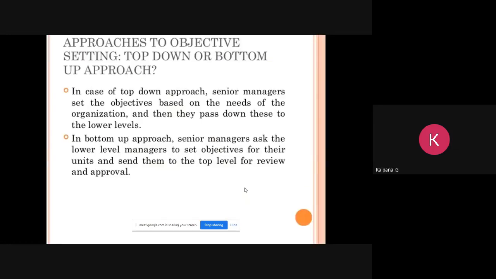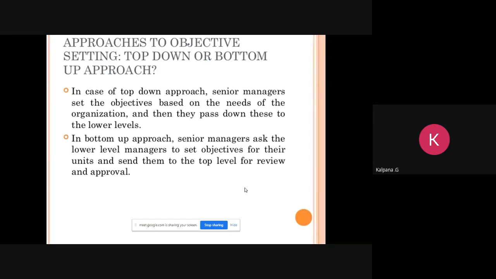Then the second approach is the bottom-up approach. Here the senior managers ask the lower level managers to set objectives for their units and send them to the top level for review and approval. In the bottom-up approach, it is like getting the opinion from the lower level managers, because they are the people who actually do the technical work. We get the feedback from them, analyze it, and then set a better objective that works well. This is called the bottom-up approach.